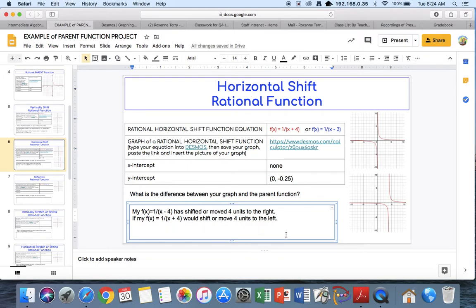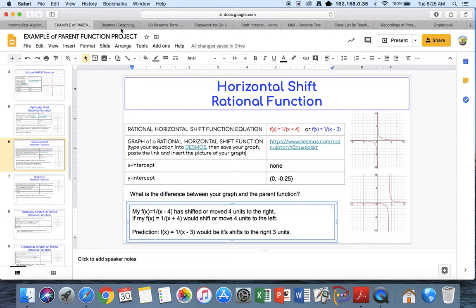So looking at this one up here, my prediction that f of x equal to 1 divided by x minus 3 would be it shifts to the right because it's negative 3 units. And that's what my prediction would be.